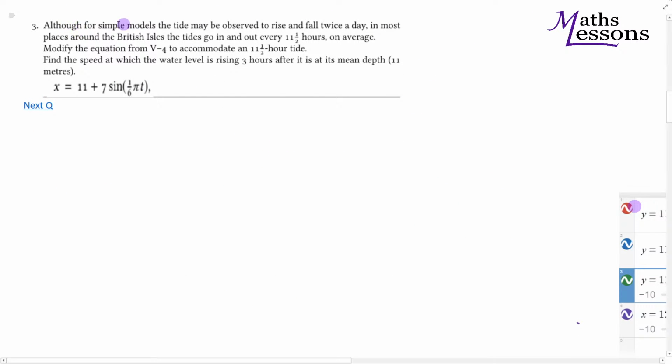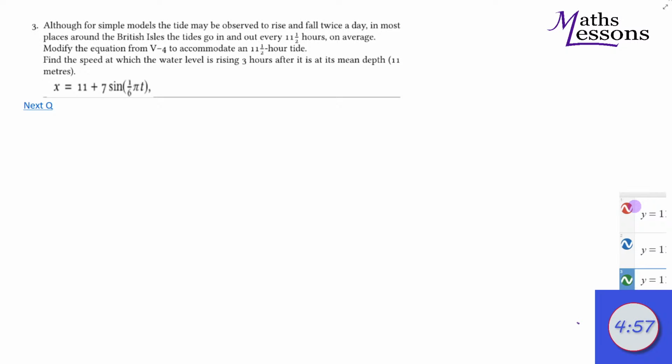Right, this question is taken from a previous question on the previous sheet. So it says modify the equation in sheet 5, question 4 to accommodate the 11.5 hour tide. This is the equation here, x equals 11 plus 7 sine pi t over 6. So that's the equation we've got to modify in this question. I'm just going to drop that down to 2 minutes to do this question, because it's one you either can or can't do, I think.